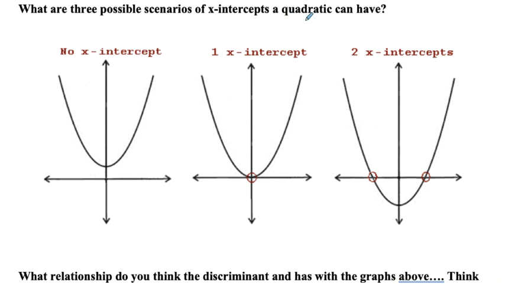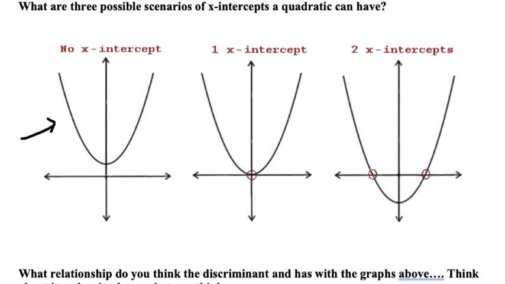So let's just look at a quadratic and its x-intercepts. There are three different scenarios that can happen. We can have a quadratic that does not cross the x-axis, so it has no x-intercepts. We can have a quadratic that has one x-intercept where the vertex actually just touches the x-axis. And then we can have a quadratic that passes through and crosses the x-axis twice. That's the most it can cross the x-axis.